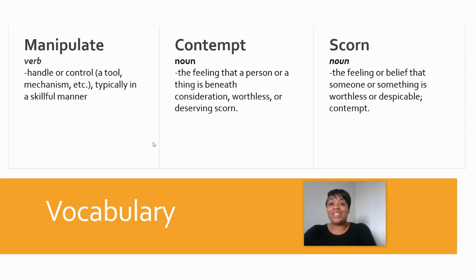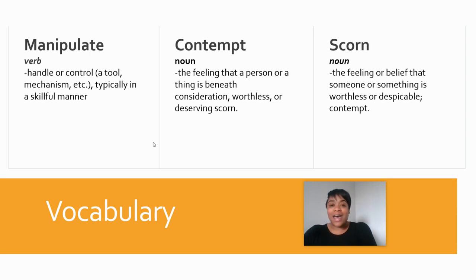Our next word is scorn. Scorn is a noun. It is the feeling or belief that someone or something is worthless or despicable. Contempt. The word is scorn. So, scholars, you see that contempt and scorn can be used interchangeably.